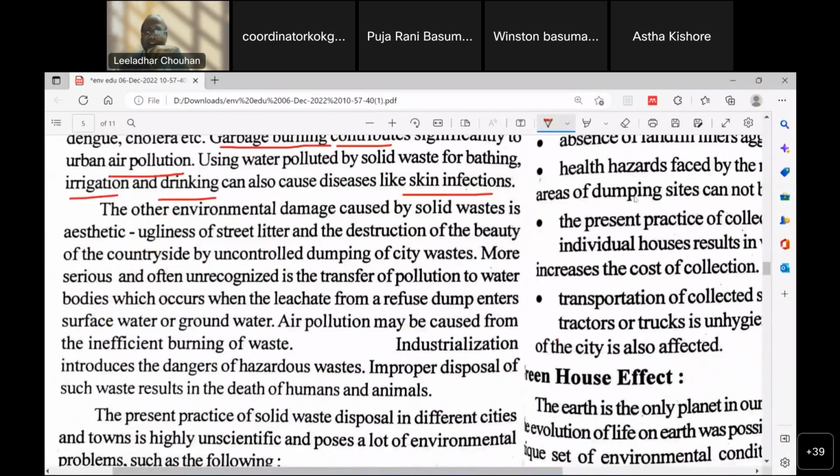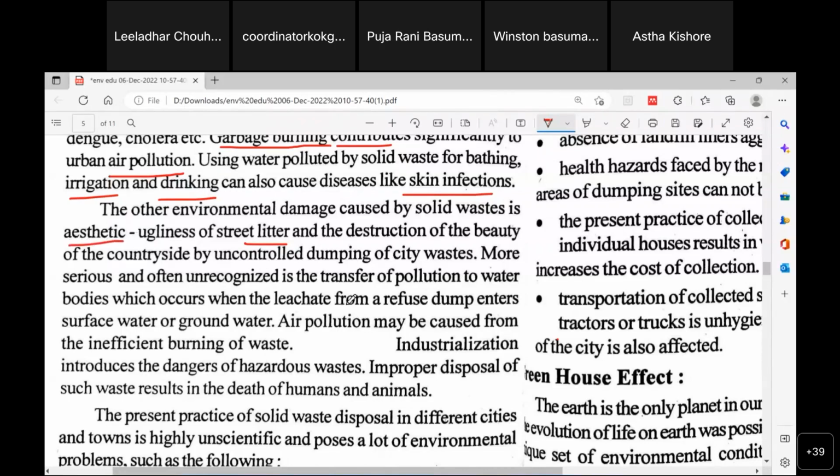And one other environmental damage which is caused by solid waste is aesthetic ugliness. Yes. So street littering, anything is put and littering is there. Littering and other things. So this is also there. Ugliness of street littering, or solid plastics and other things flying on streets. It looks very bad. Destruction of the beauty of the countryside by uncontrolled dumping of city waste. So that is another aesthetic damage.